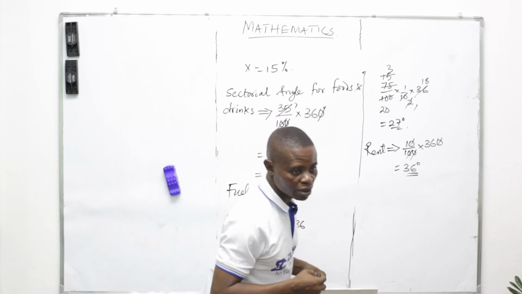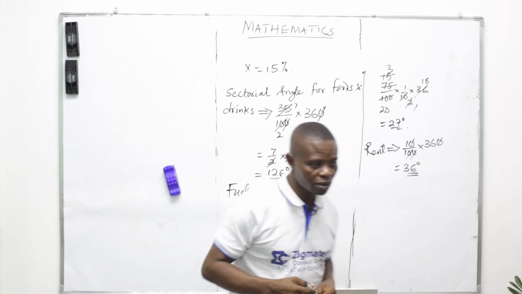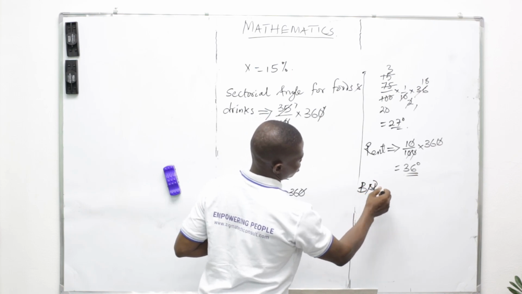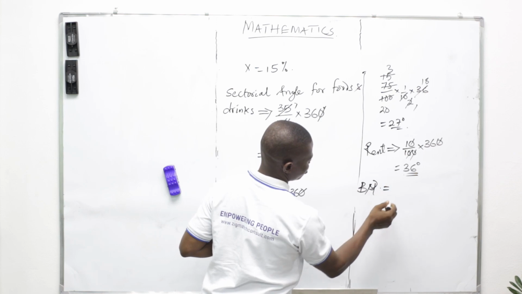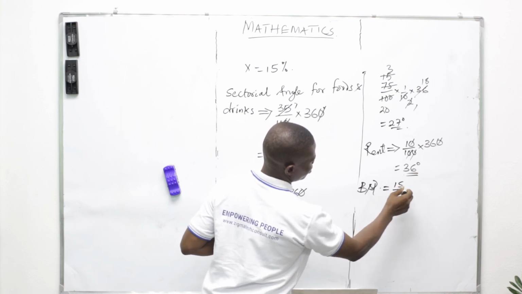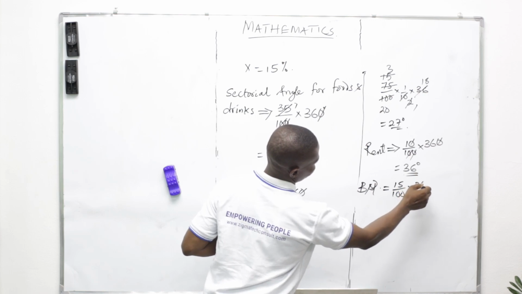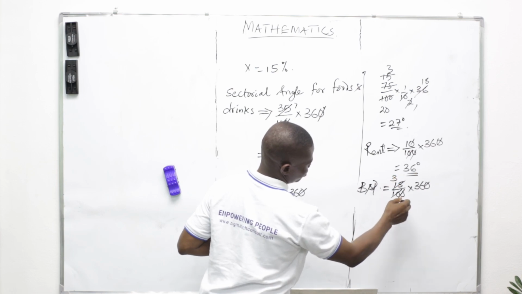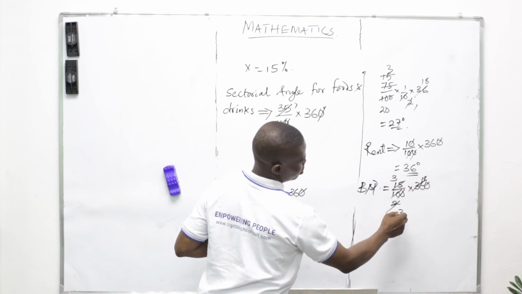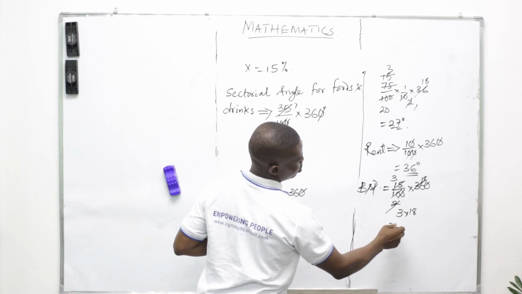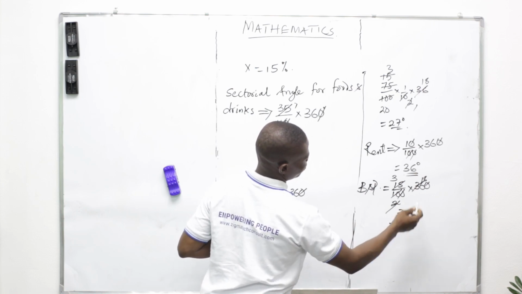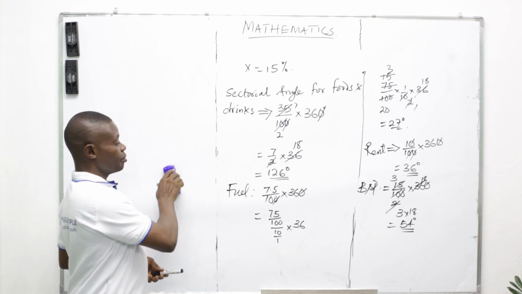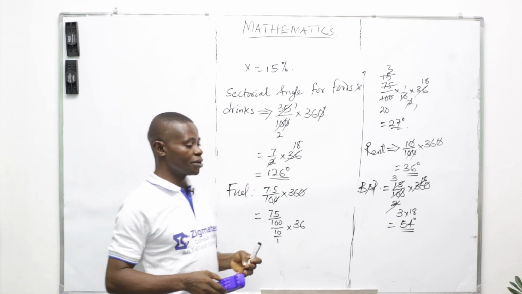15%. That's 15%. Building project, BP, equals 15 all over 100 times 360. 5 here, 2, 5 here, 3, 2 here, 2 here, 18. 3 times 18 to give us this 24, carry 2, 54 degree. Building project is 54 degree.